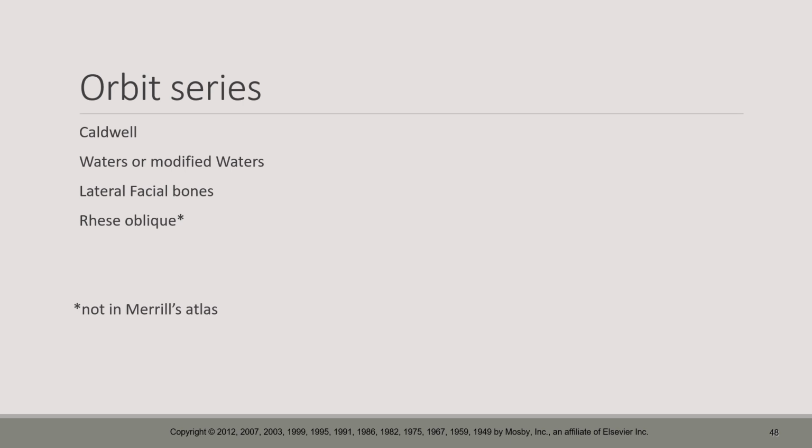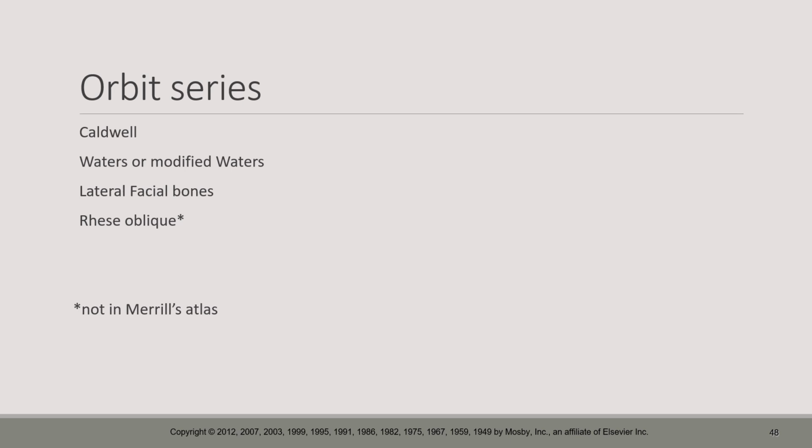So we'll do a Caldwell. You know how to do a Caldwell. We'll do Waters or modified Waters. Probably for orbits, the modified Waters is better because we get that view of the orbital blowout fracture. The modified Waters is specifically designed to evaluate for the orbital blowout fracture. Lateral facial bones, of course, because we see the entire orbital cavity in profile on our lateral facial bones.